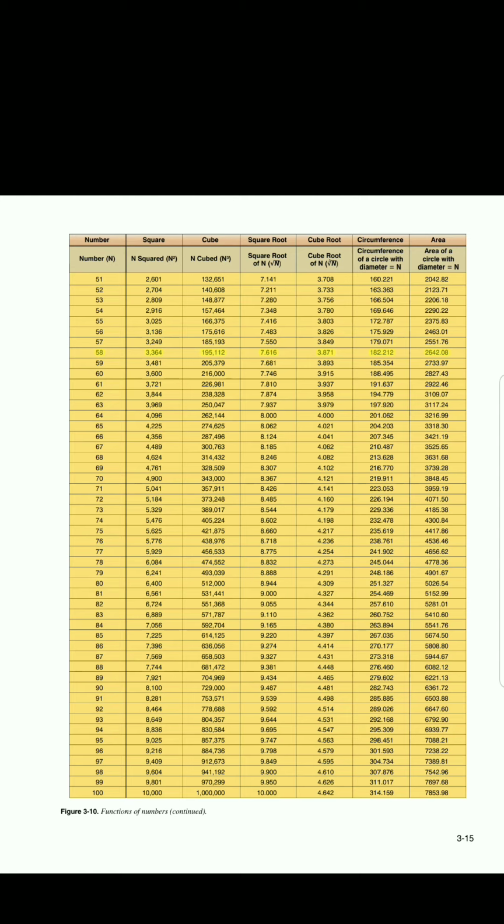59, 3,481, 205,379, 7.681, 3.893, 185,354, 2733.97. 60, 3,600, 216,000, 7.746, 3.915, 188,496, 2827.43. 61, 3,721, 226,981, 7.810, 3.937, 191,637, 2922.46. 62, 3,844, 238,328, 7.874, 3.958, 194,779, 3019.07. 63, 3,969, 250,047, 7.937, 3.979, 197,920, 3117.24.